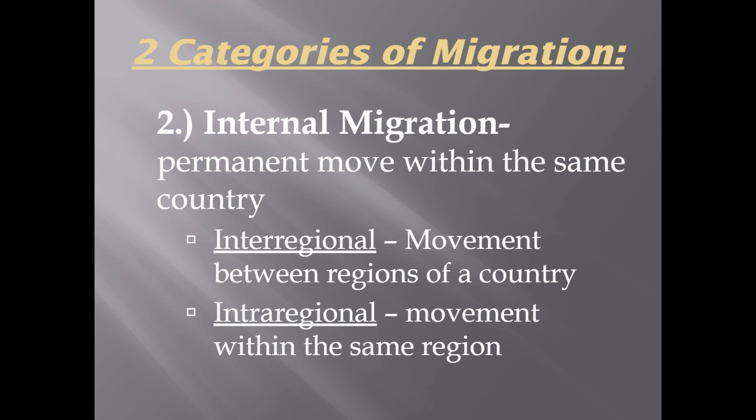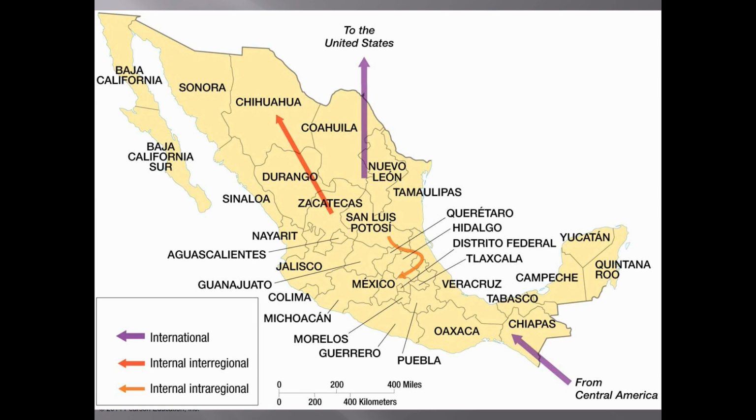And so as a result, I'm engaged in intra-regional migration. So again, international is either forced or voluntary. Internal is either interregional or intra. Mexico is a really great example of all of these factors.